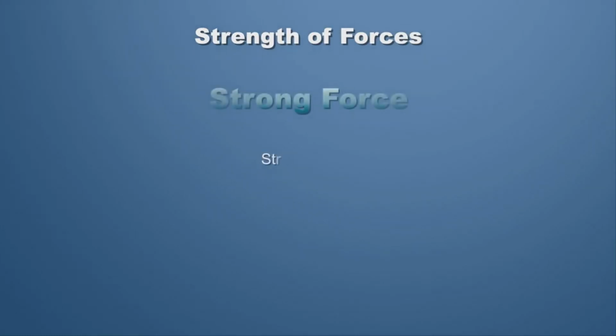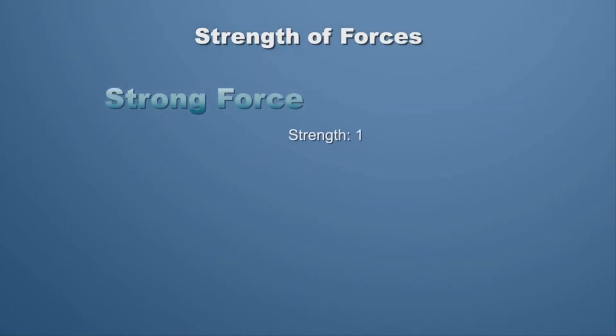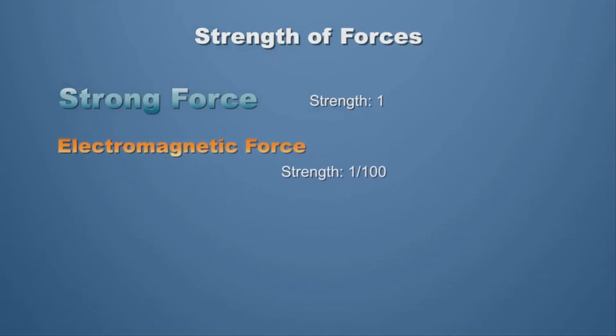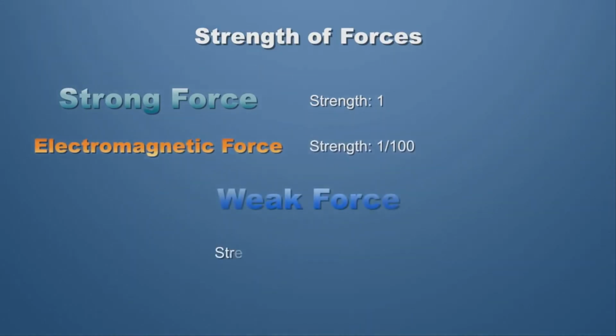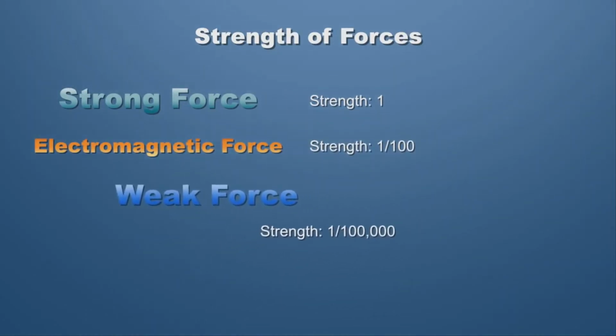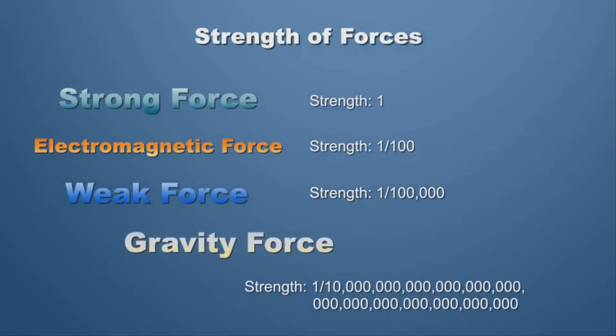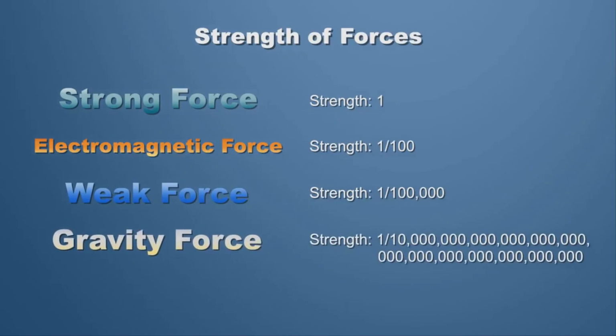The strength of the forces is really quite different. If we call the strength of the strong force 1 unit of strength, like 1 mile or 1 hour, then the strength of the electromagnetic force is about 100 times smaller. The strength of the weak force is about 100,000 times smaller. And the strength of the puny force of gravity between two particles is a 1 followed by 40 zeros smaller.